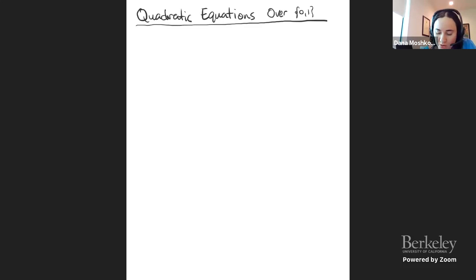The specific global property that I'm going to consider, both as global and as local, is quadratic equations over 0, 1. So what I mean is mod 2. Okay, so the computational problem I'm going to consider.